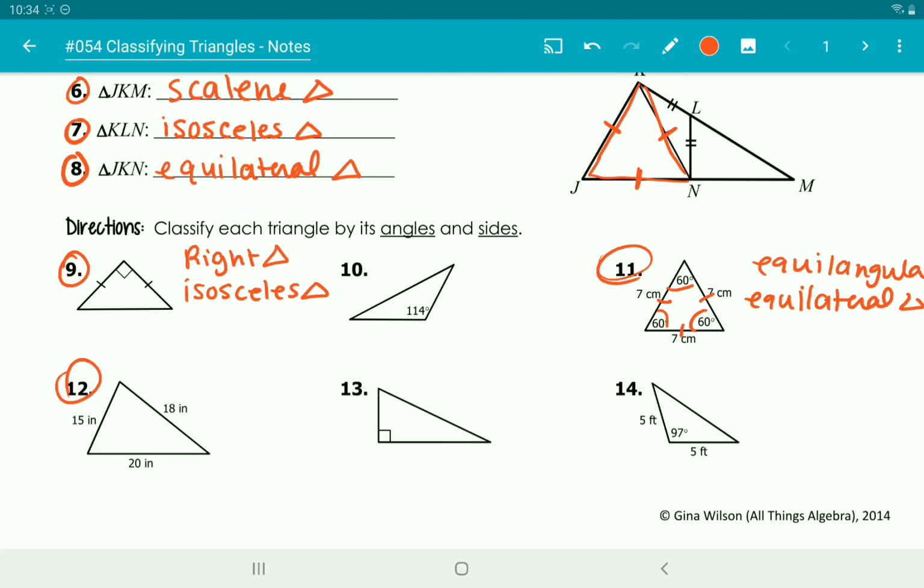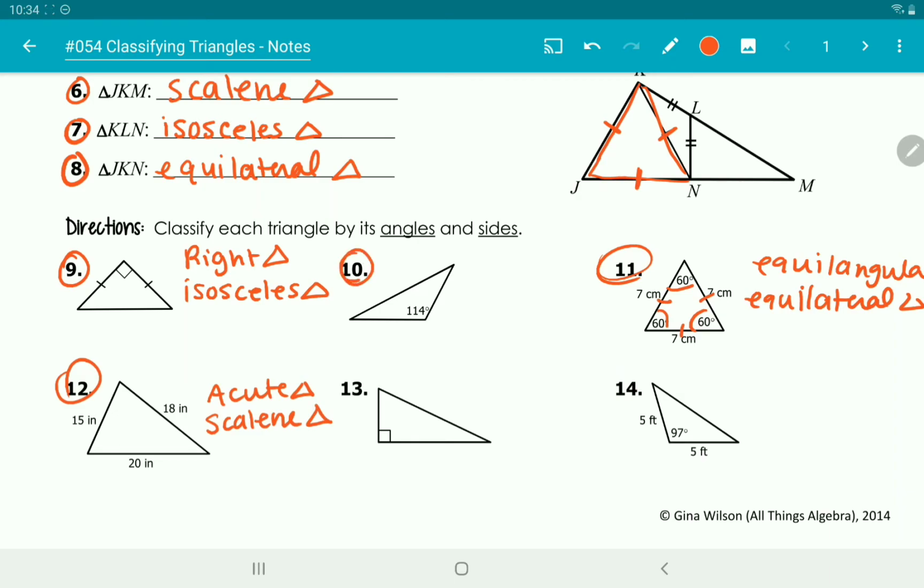None of these angles are marked, so we don't know that any of them are the same, but we can look and see that all of these are going to be acute angles. So it is going to be an acute triangle, all less than 90 degrees. And then we have 15 inches, 18, and 20 inches. None of those are the same, so it's going to be a scalene triangle.